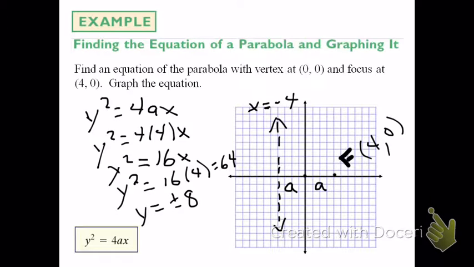And so we're going to go ahead and plot those points. So 4, positive 8 would be up here. 4, negative 8 down here. And then we can go ahead and graph our parabola through those points.